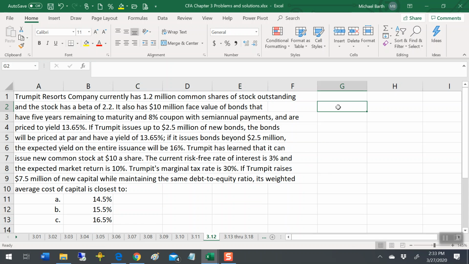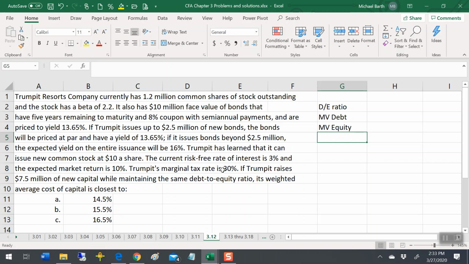To cut to the chase, the last sentence says, if Trumpet raises $7.5 million of new capital while maintaining the same debt to equity ratio, its weighted average cost of capital will be closest to. Okay, so we need to know the current debt to equity ratio, which means I need to know the market value of debt and the market value of equity for Trumpet. All right, so that'll give me the debt to equity ratio, and then I can calculate the stuff for the new structure.